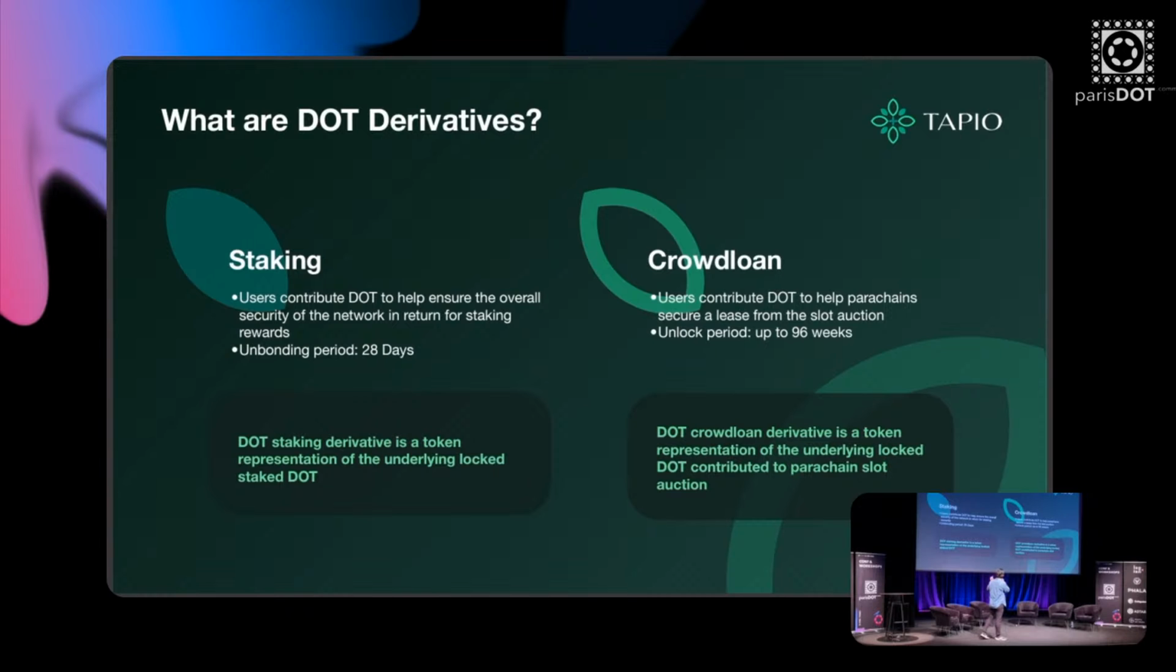So ultimately, what DOT derivatives are individually: DOT staking derivatives is a token representing the underlying locked staked DOT. And on the other side, DOT crowd loan derivatives is a token representation of the underlying locked DOT contributed to crowd loans.